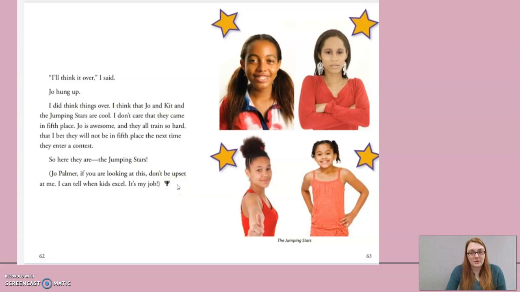It's my job. Okay, so Joe said, nope, don't put us in until we do better. She wanted to really emphasize the excel part by probably coming in first. But Mark was able to say, hey, you know what? These girls are really good at what they do, so I'm going to put them in anyway.